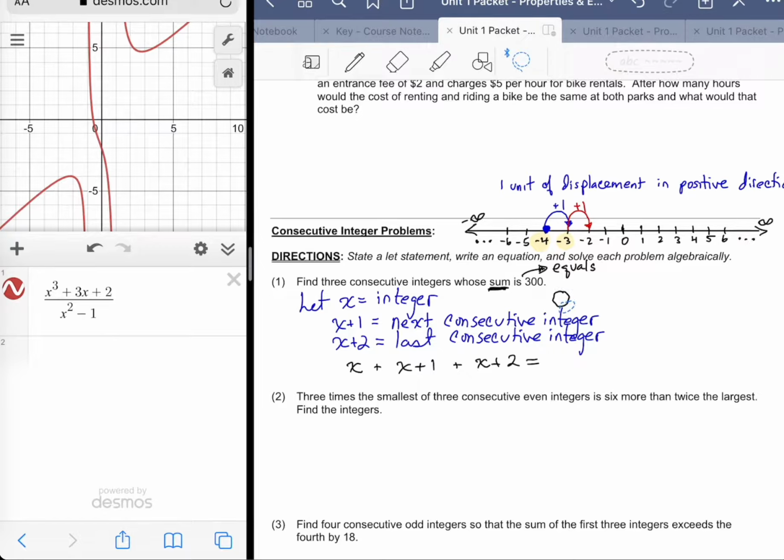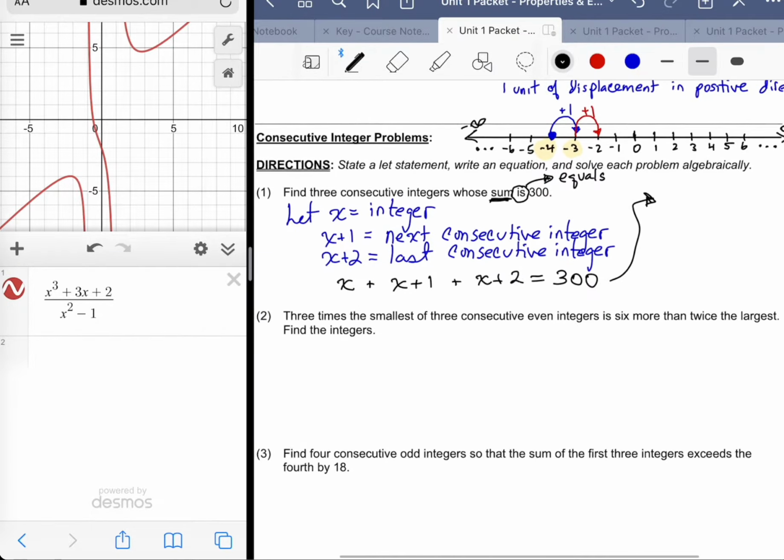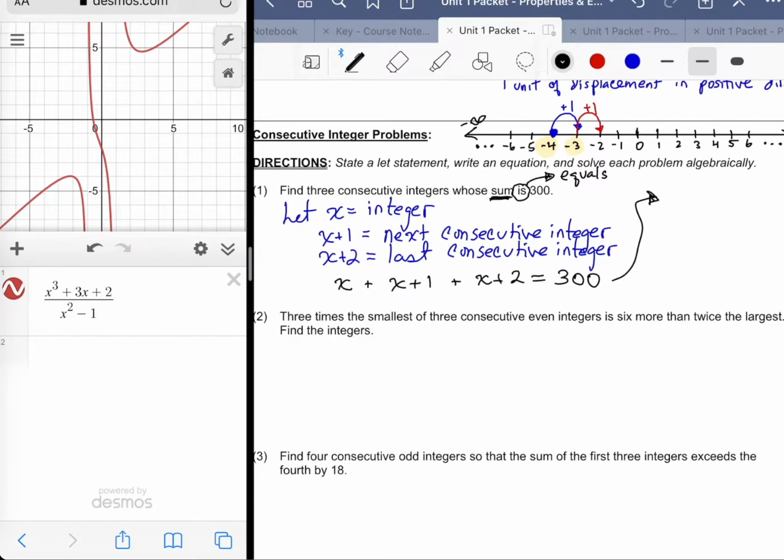Can't even see the number there. It's 300. So it is 300. And then we solve. All right, so I have x plus x plus 1 plus x plus 2 is equal to 300.